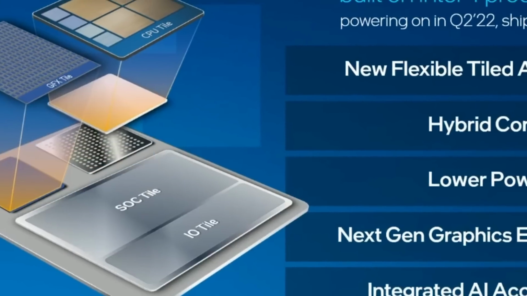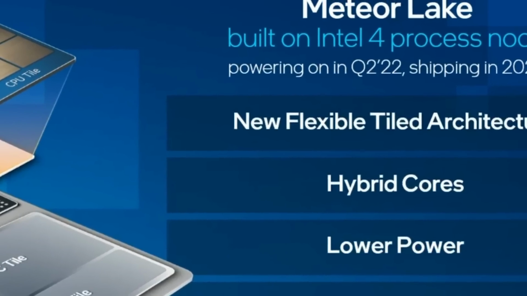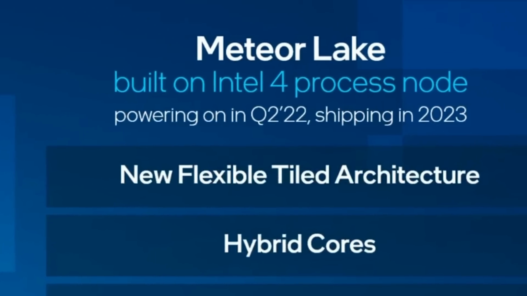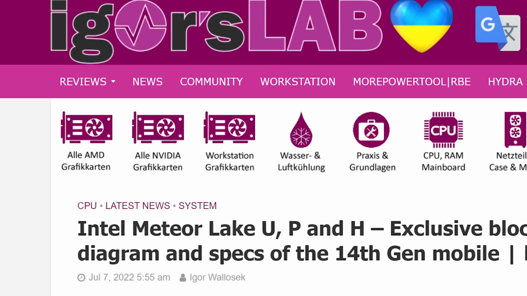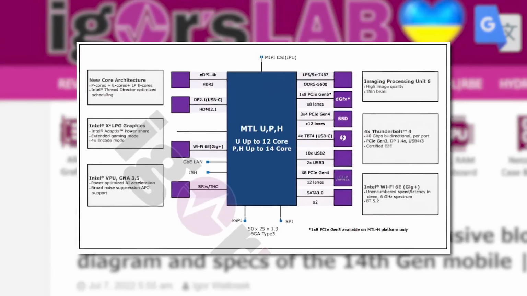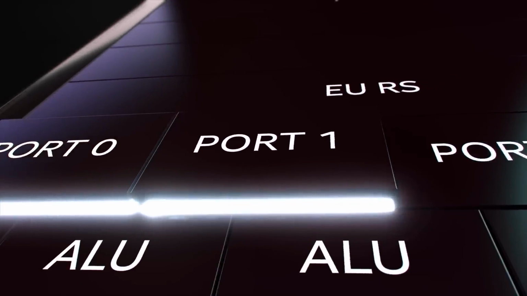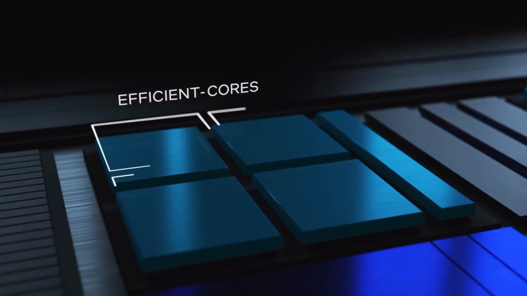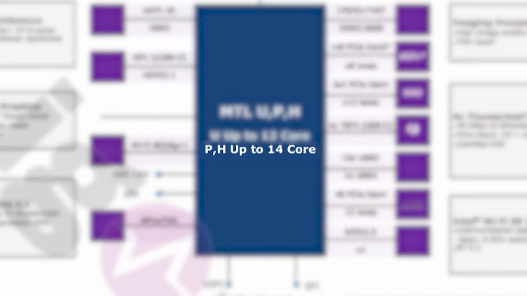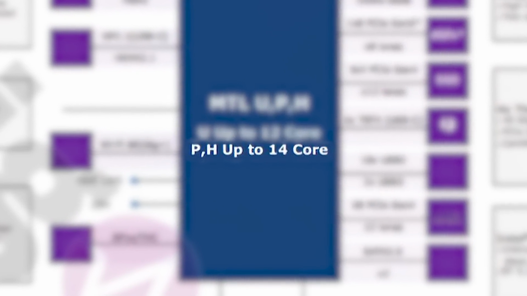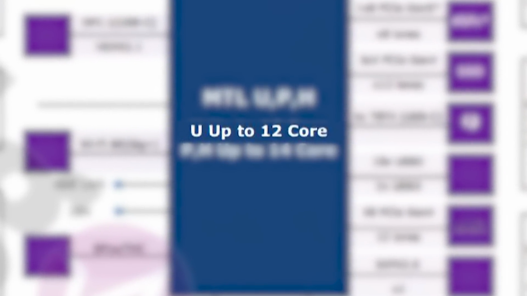Next up for today, we have a really interesting report on Intel's 14th gen Meteor Lake CPUs. The story comes from Igor's Lab, who shares a diagram of Intel's 14th gen mobile chips. Now, while these are mobile parts, they give us some huge implications that could come to desktop as well. For one, it looks like the P and H series parts will get up to 14 cores, with the U series getting up to 12 cores.